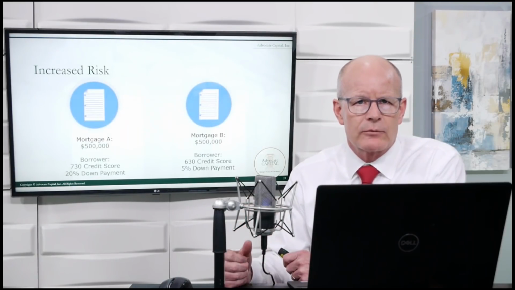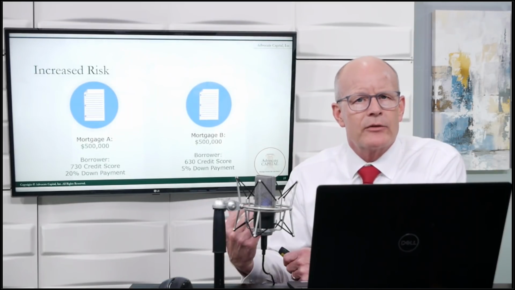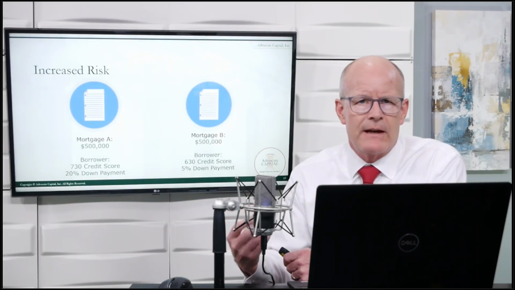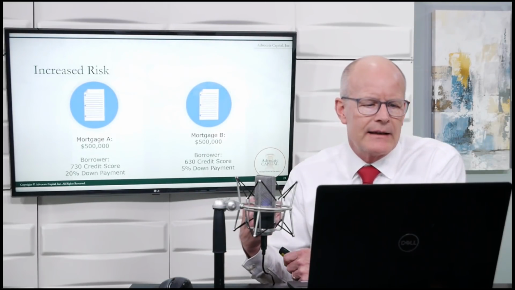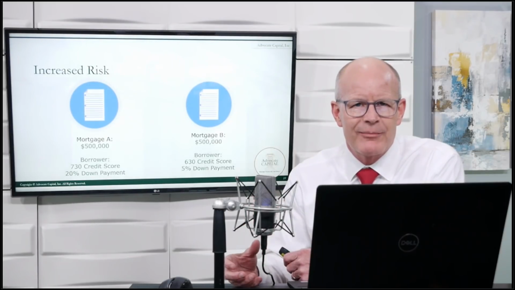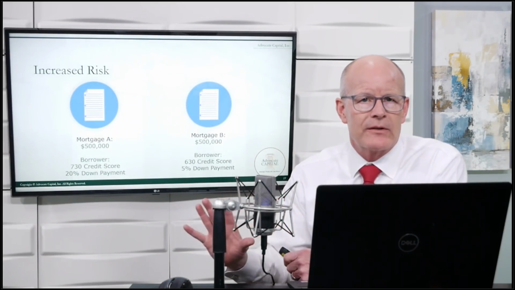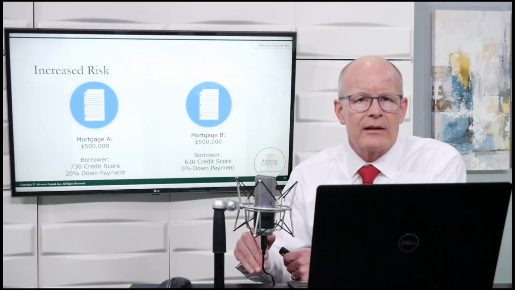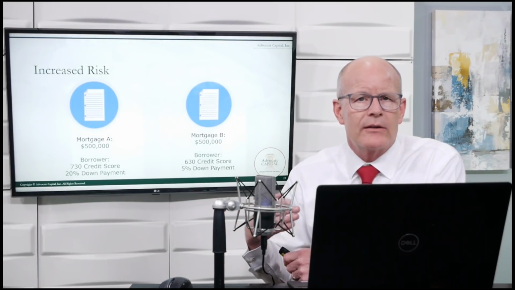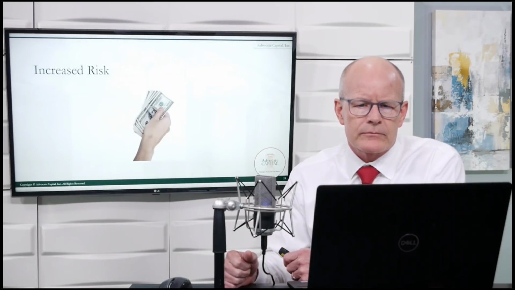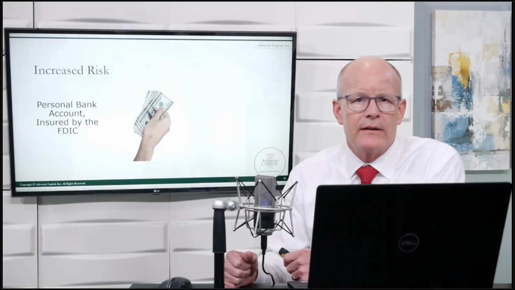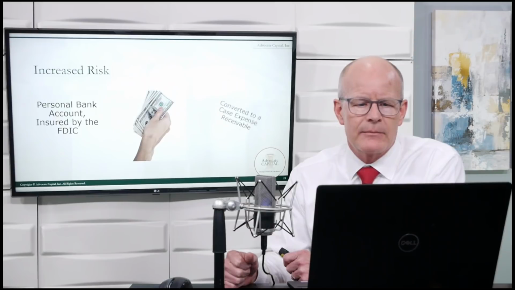You can think about the effect of risk on the value of an asset by thinking about two mortgages. If two mortgages had the same face nominal value of $500,000, but the first, mortgage A, had a credit score of 730 and a 20% down payment versus mortgage B with a 630 score and a 5% down payment, the two pieces of paper say the same dollar amount, $500,000, but I can tell you in the marketplace, the riskier paper is going to demand a much lower value. So I think the best place for your cash is in your personal bank account outside the law firm, insured by the FDIC. I think it's the best way to go.